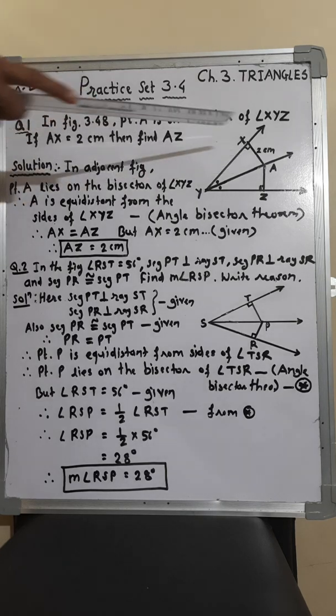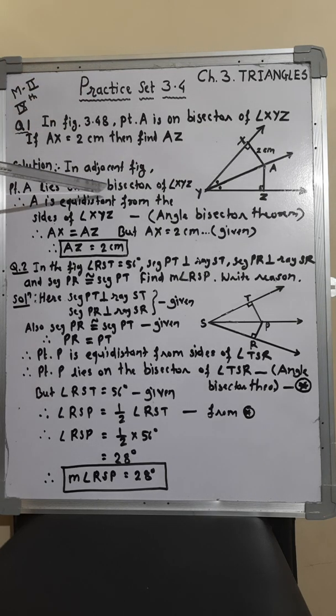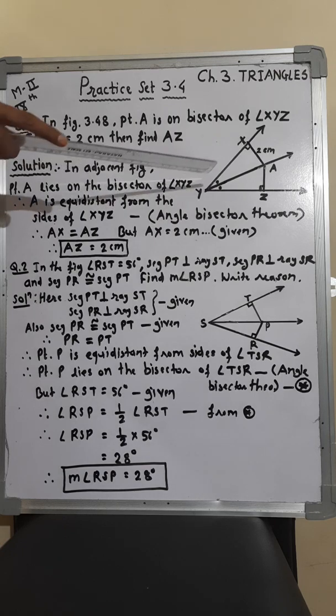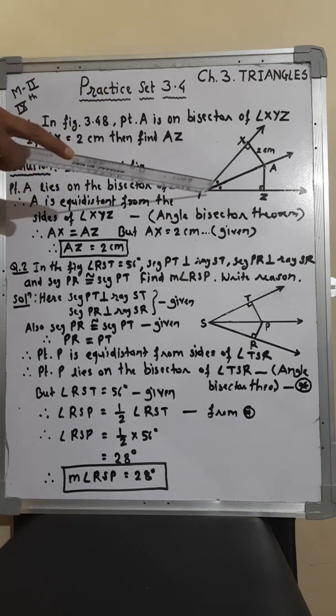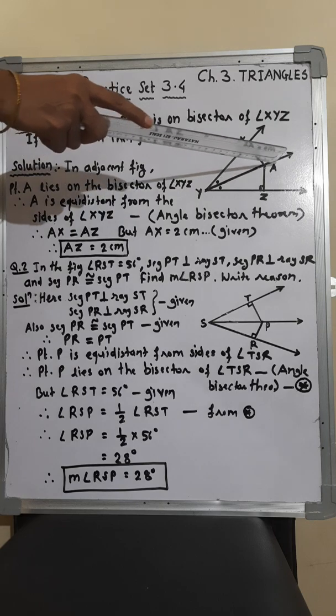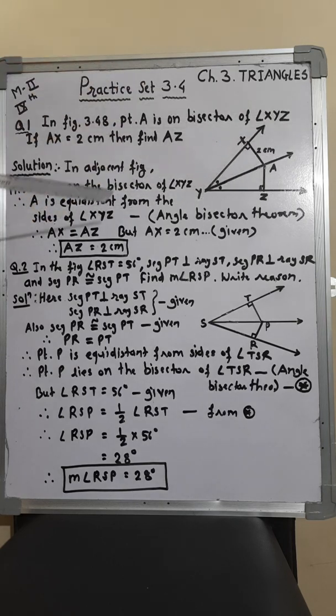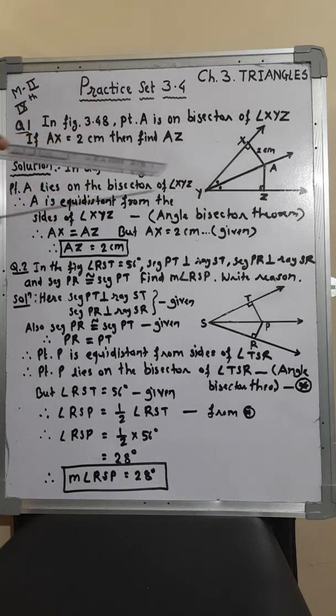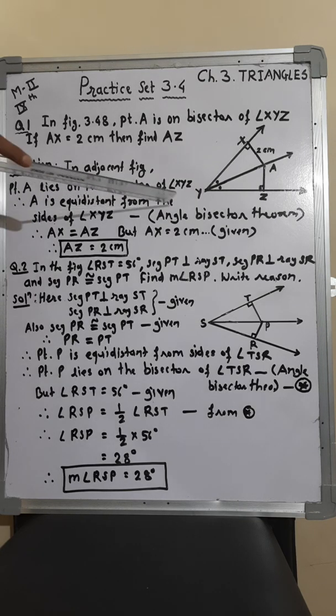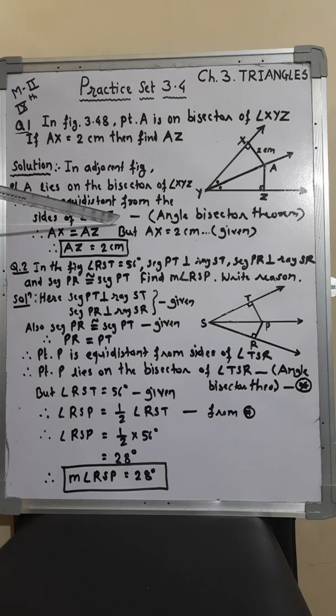In the adjacent figure, point A lies on the bisector of angle XYZ. Here this is the angle XYZ and A lies on its bisector. This we have to write first. Therefore A is equidistant from the sides of angle XYZ.